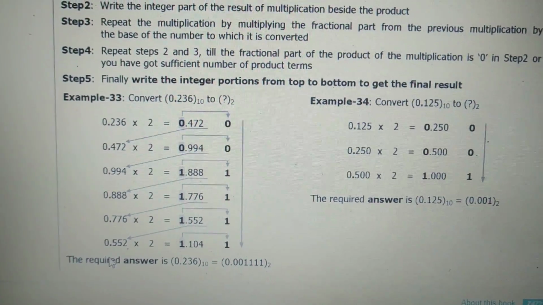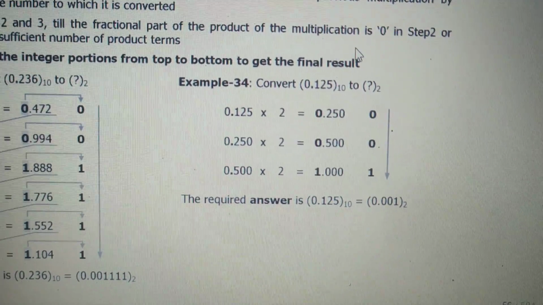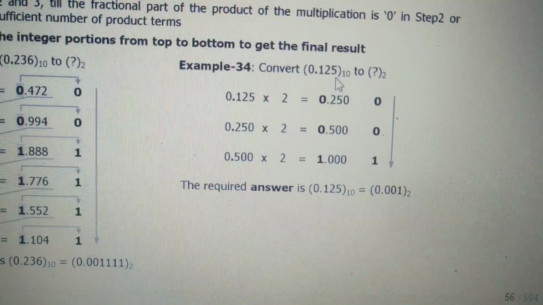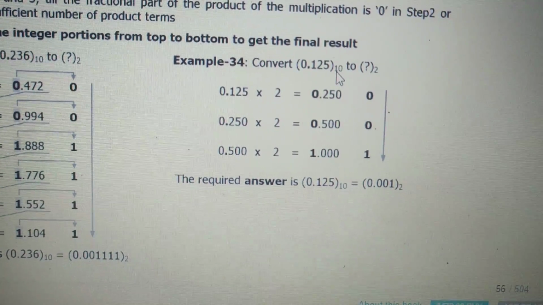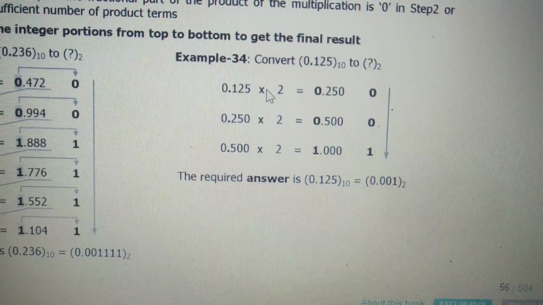So that's why it stops. Now we are moving to another example. It is written 0.125 base 10, which we will convert into base 2. So now we start multiplying by 2, as we are converting into base 2.